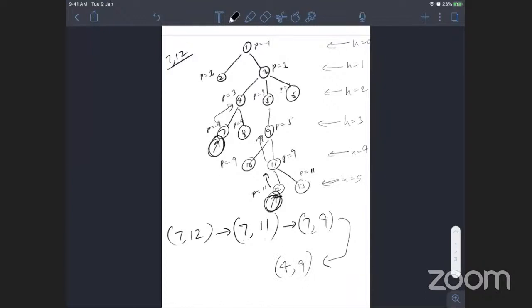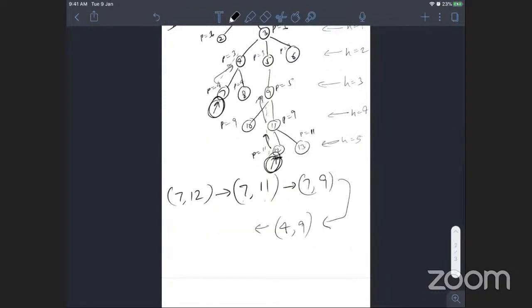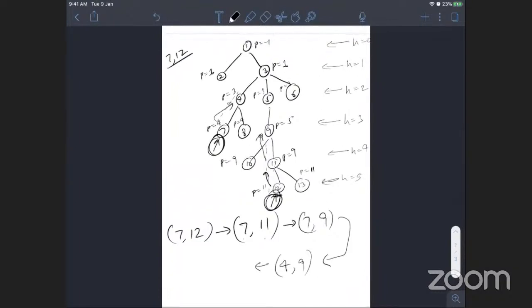So this guy keeps on moving up, and this guy also keeps on moving up. And the rule for moving is whoever is deeper gets to move. And because of that, they meet for the first time at the lowest common ancestor itself. So once you're at 4 comma 9, who is the deeper guy? 4's height is 2, 9's height is 3, so 9 will move, right? And 9 will move to 5, so 4 comma 5.